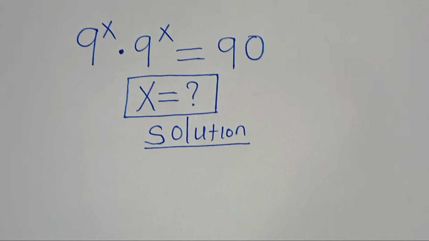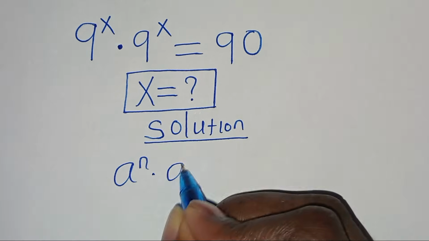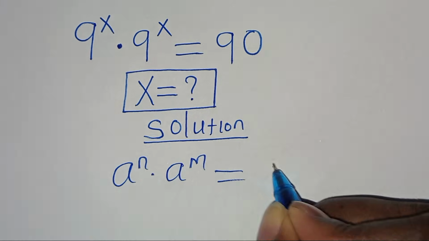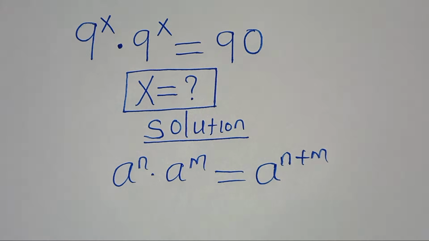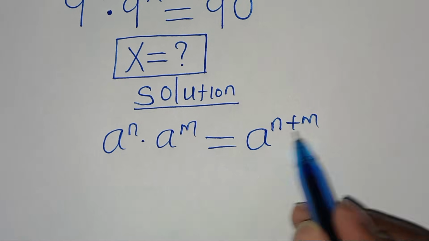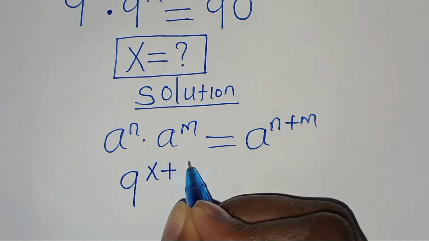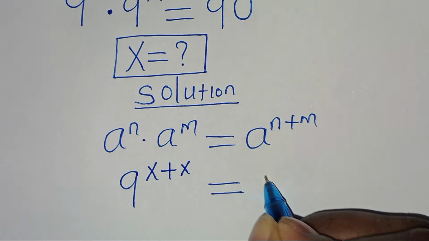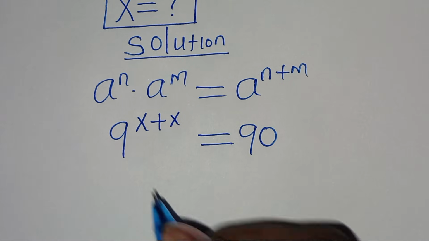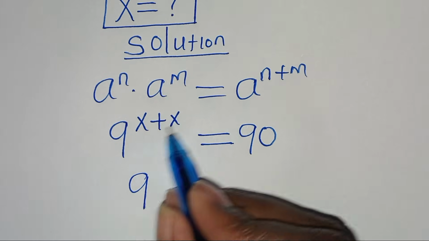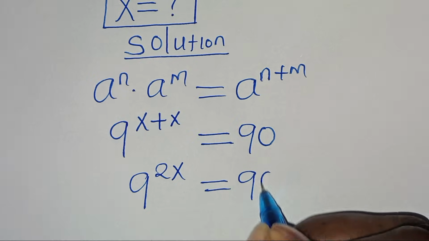This exponential equation is of the form a to the power of n multiplied by a to the power of m, which we can express as a to the power of n plus m. Now let's apply this property so that we have 9 to the power of x plus x. This is equal to 90. So we have 9 to the power of x plus x, which is 2x. This is equal to 90.